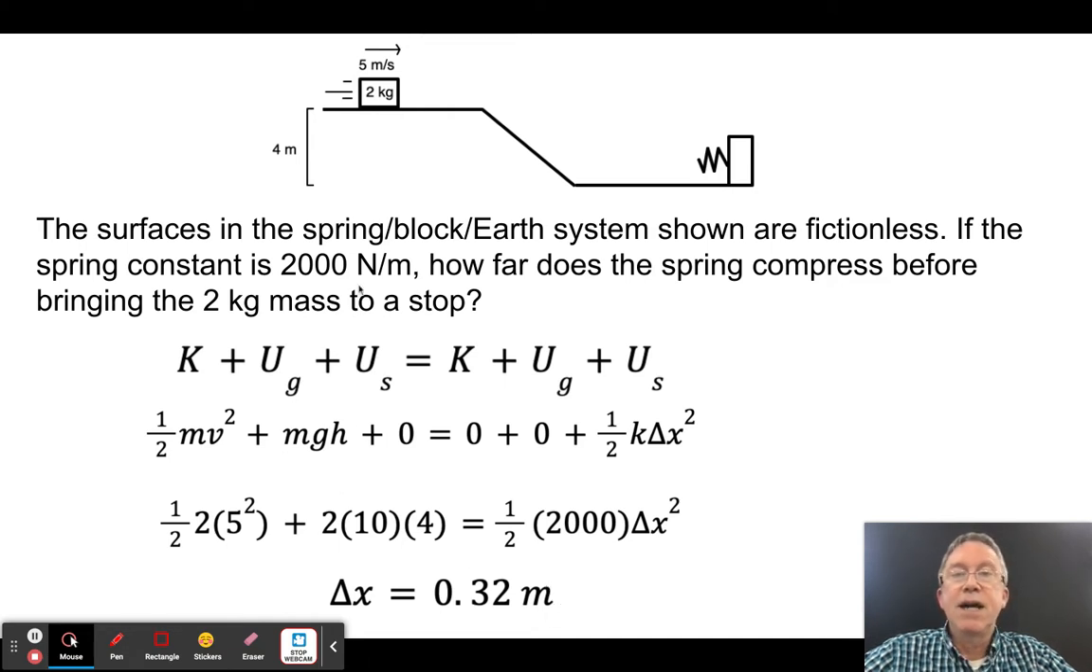All I did is I took the sum of the kinetic and potential energies I started with, and I made it equal to the sum of the kinetic and potential energies I ended with. It's a closed system. But let's try changing something now.